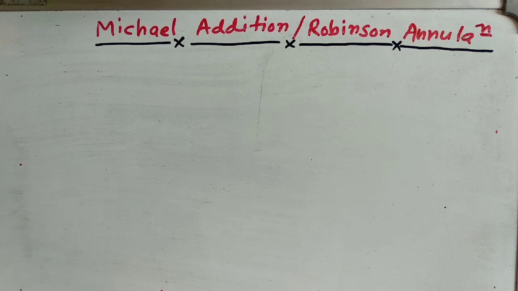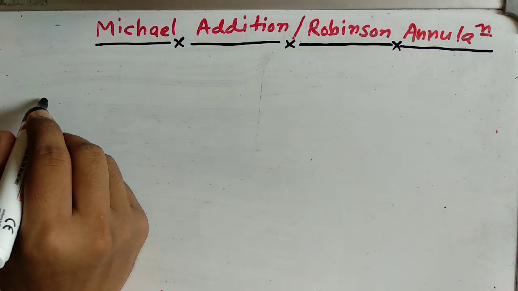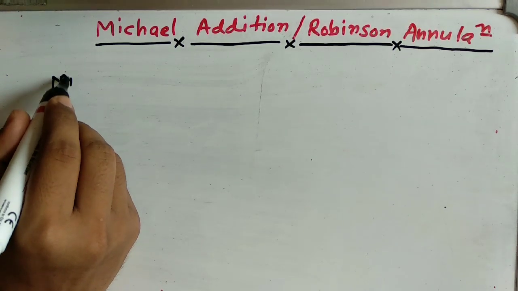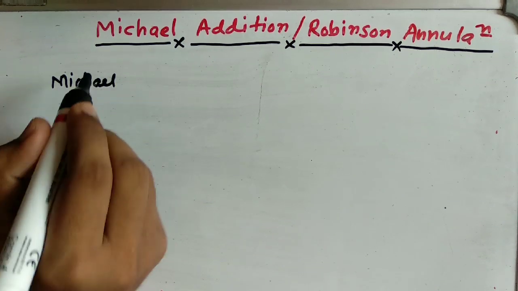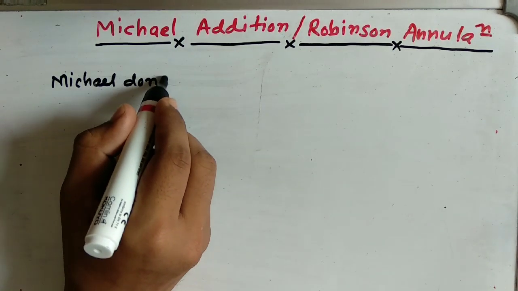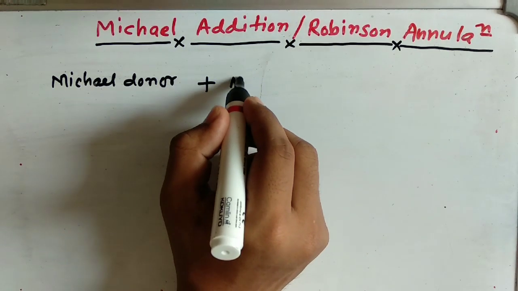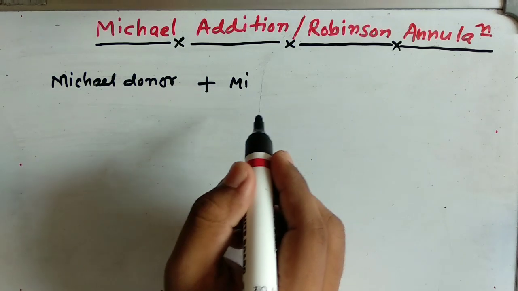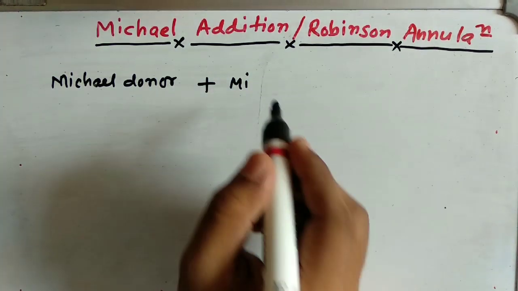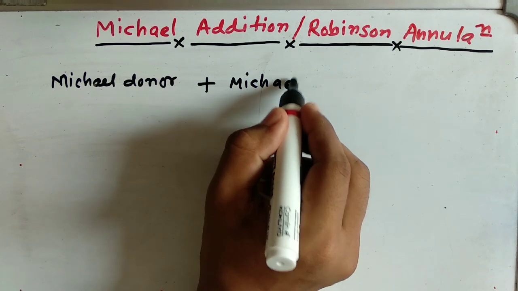So let's talk about the first thing, the reaction conditions: what the reactants are, what the products are, and their characteristics. In the Michael reaction or Michael addition, what happens? First, the Michael donor comes. This Michael donor will react with one acceptor, as it's a donor. So that is called the Michael acceptor.